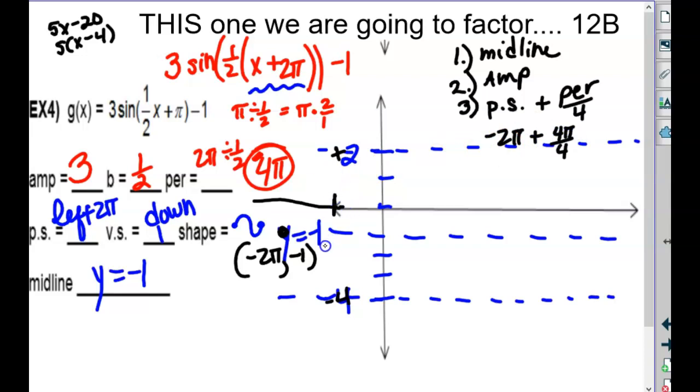Yes, the next quarter point is at -pi. I'm just going to go ahead and sketch this. From here, it goes up to the max, and that would be at -pi. So if I added another pi, I would be at... oh, the midline, not 0. The midline is what? -1? So it would be a 0, -1. Mine looks like it goes through 0, 0. It shouldn't. Then minimum, then back to the middle.